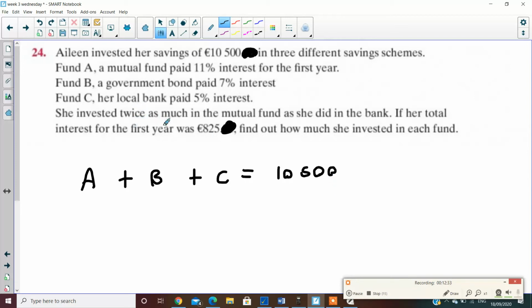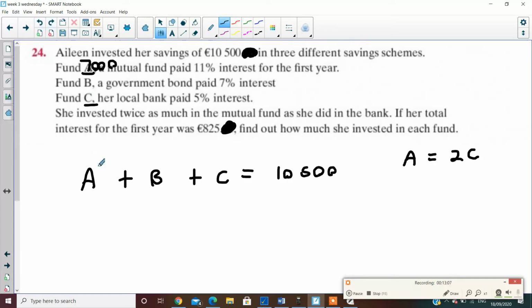Next, she invested twice as much in the mutual fund as she did in the bank. Mutual fund is A, C is the bank. That implies that A equals 2C. Would everybody agree with that? It's essentially like me saying, for argument's sake, she put 7,000 in A. That means she only put 3,500 in C. So A is equal to 2 times C. I'm on 2 equations already, haven't I? Now I have to get the next one.